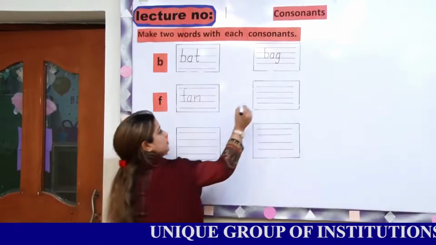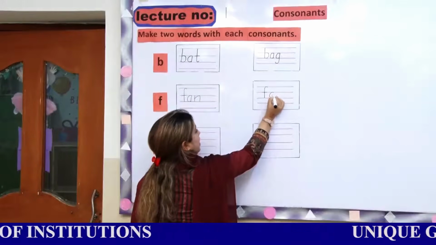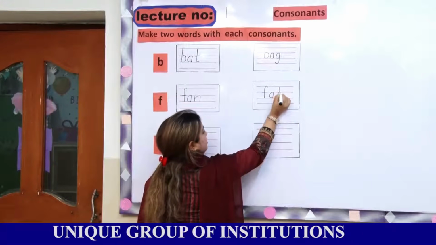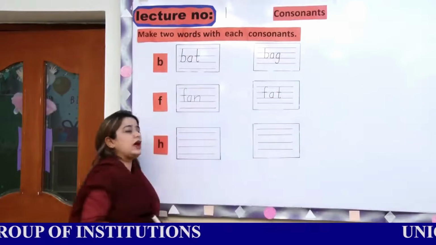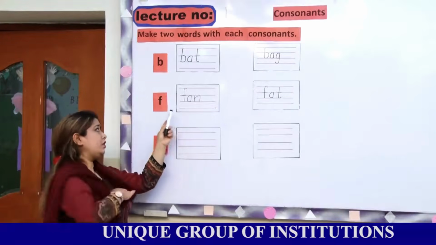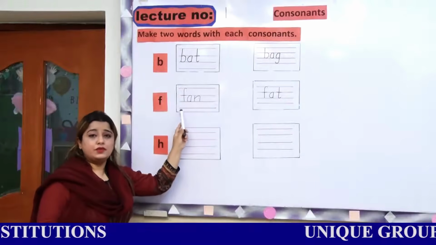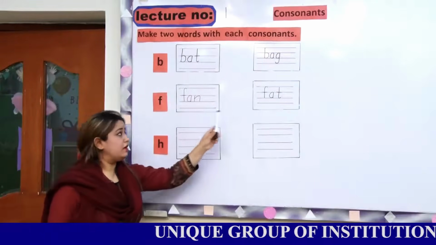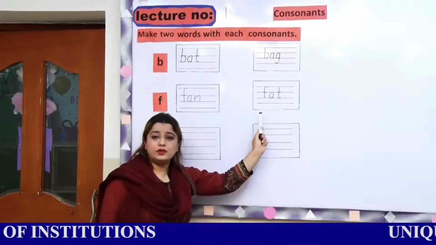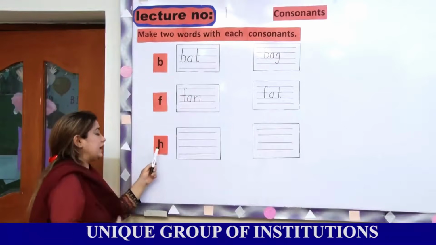Now the next word will be fat. F, A, T, fat. I am going to repeat these words which we have made with consonant F. F, A, N, fan. Again the next word is F, A, T, fat. So the next consonant is H.